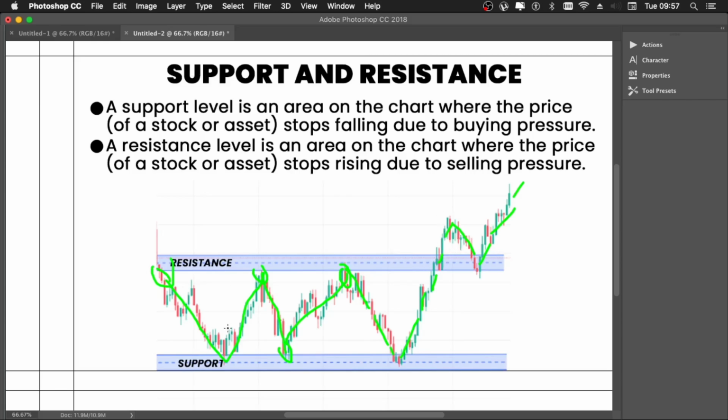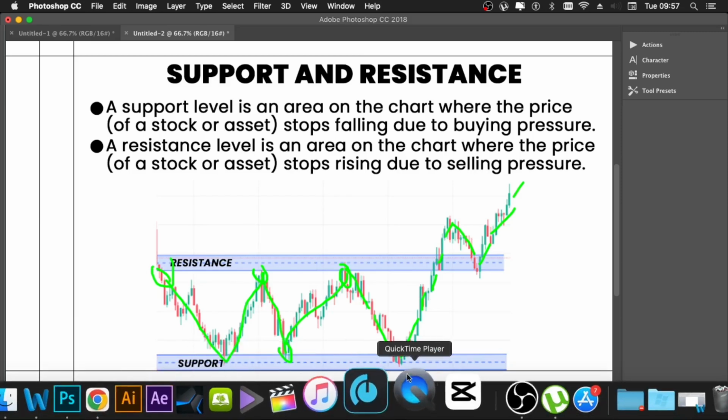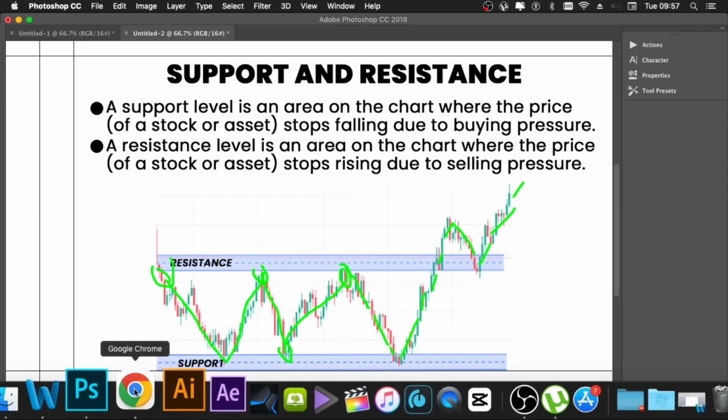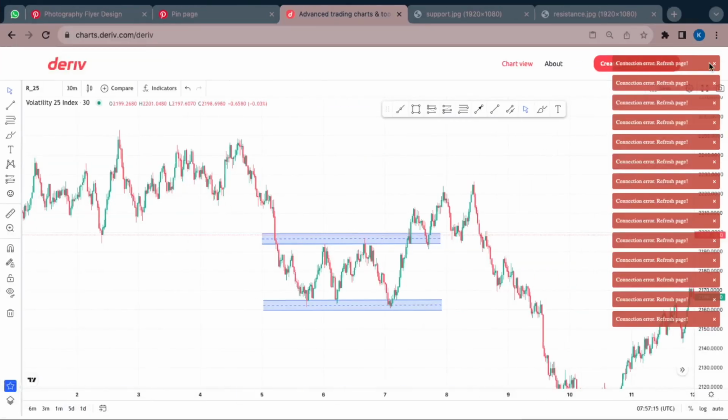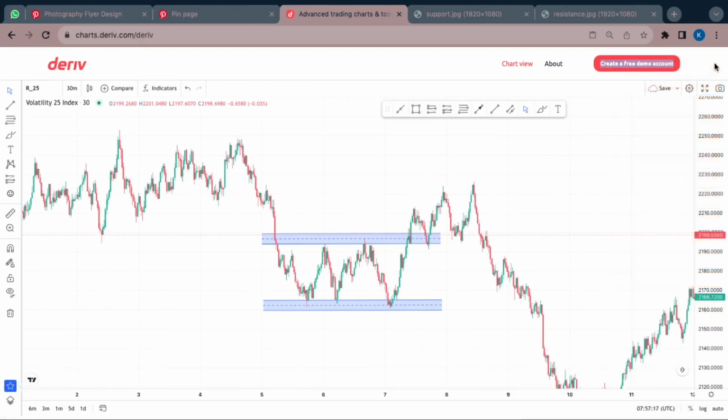Now let's dive into the real charts and see where support and resistance come into play when trading a real chart. We have this chart right here. This is volatility 25 from Deriv synthetic indices.